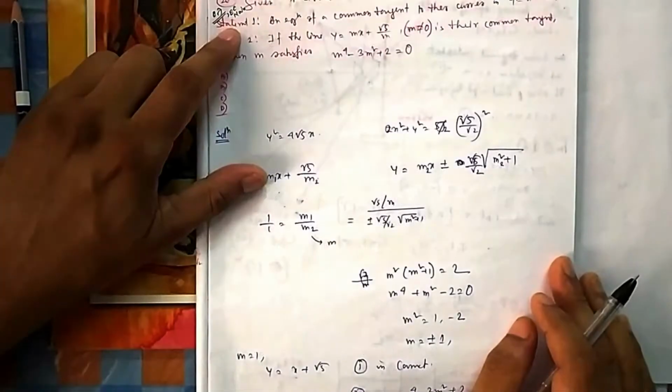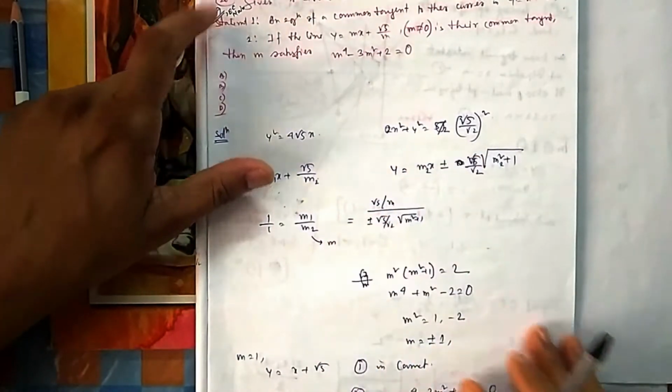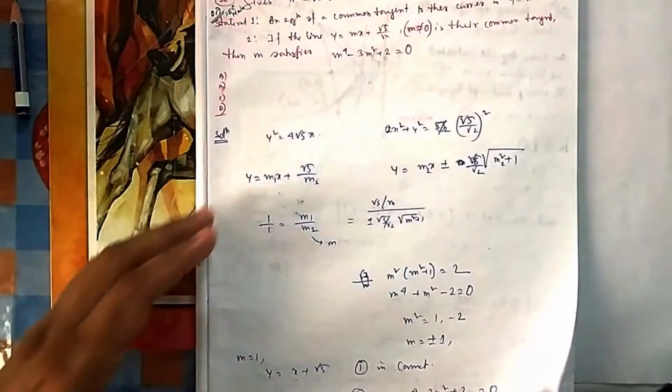Now this one we have already solved in JEE Main, and that is in the intermediate level. Question number 7, you check, the same question we have solved. So that's why I am skipping this one.